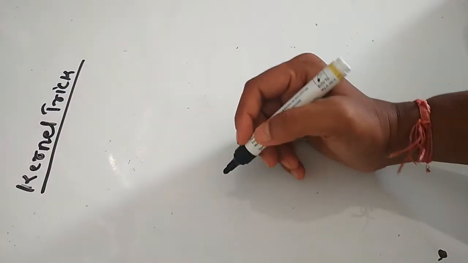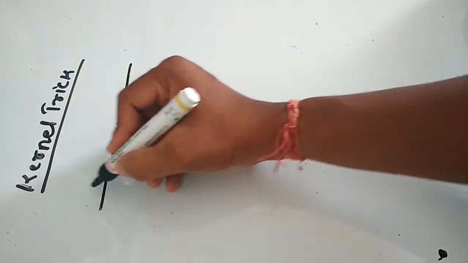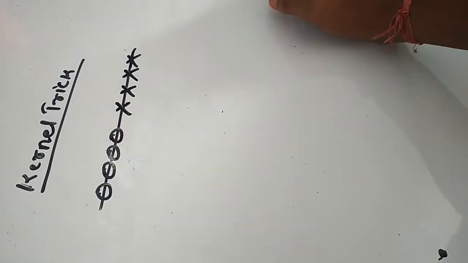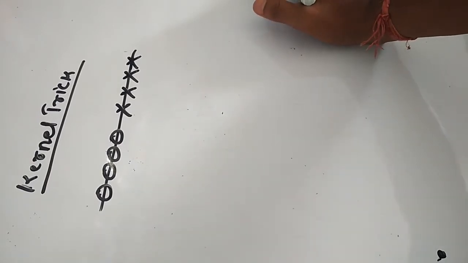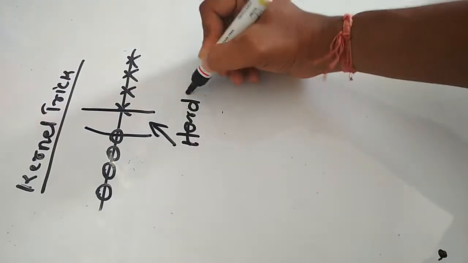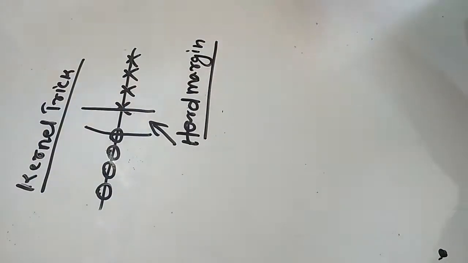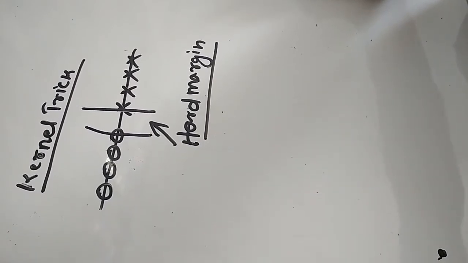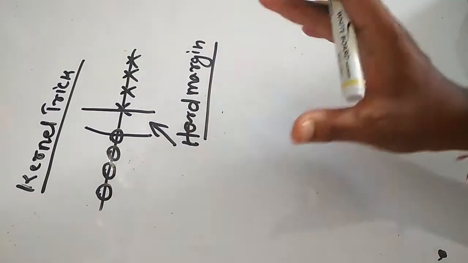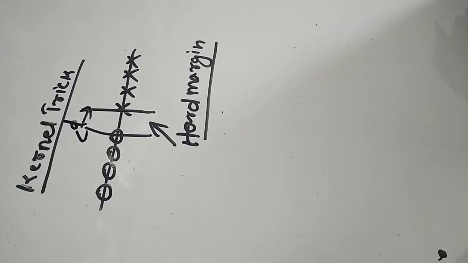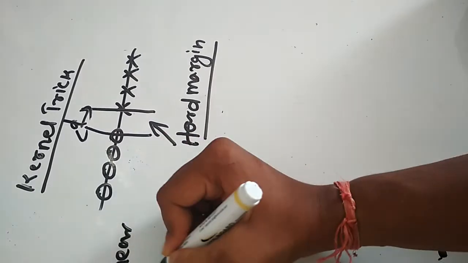For example, when a data pattern has linearity, suppose this is a circle group and a cross group. This pattern has a hard margin. So what is a hard margin? Hard margin means we are totally setting a margin which is a hard rule for this type of groups. They will be separated by this distance only. So this is a hard margin. This is called a linear representation of data.